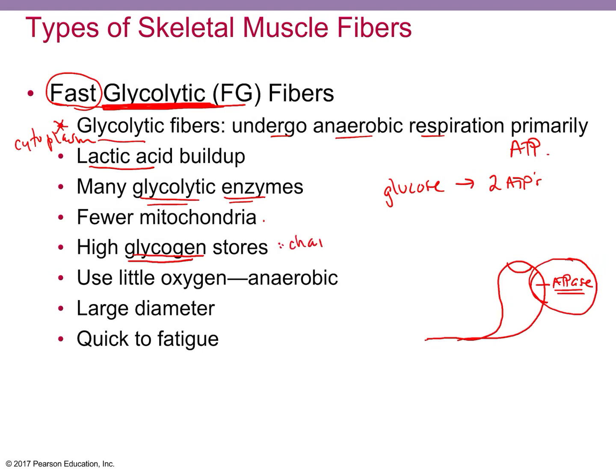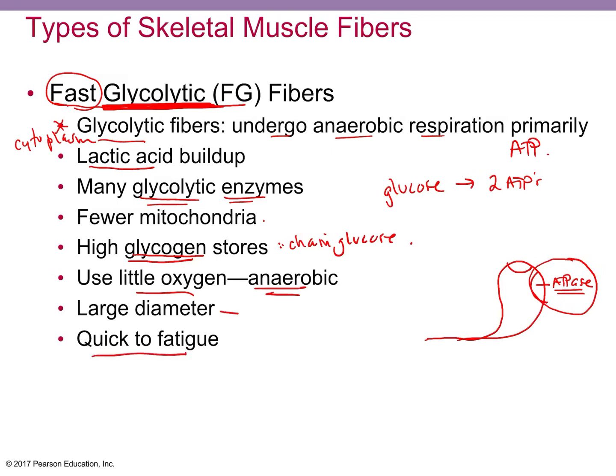Glycogen, remember, is a chain of glucose, of course, you remember. And so that way you have this reserve of organic glucose, so you can use it for glycolysis. Very little oxygen present because this is an anaerobic process, and quick to fatigue, okay?